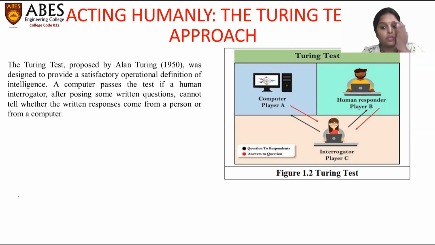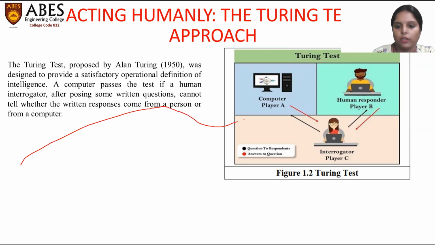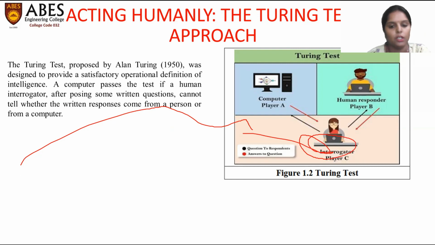If the question is such that a human can easily answer it, or it doesn't need a very big explanation, then obviously the interrogator will not know with whom the answer is coming, either player A or player B. So this is all about the Turing test. Now let's move to the next slide.